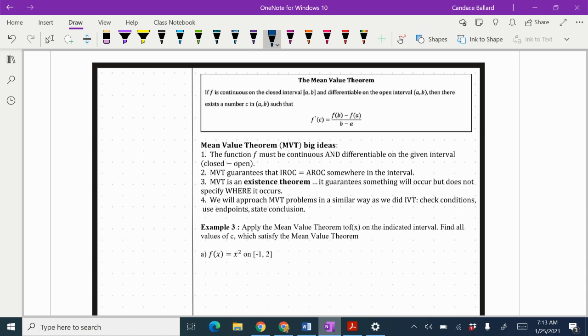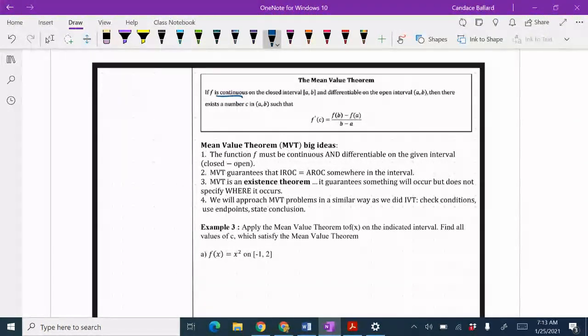In this video, we're going to continue lesson 5.1 on the mean value theorem, and we're going to look at example 3. So what the mean value theorem says is that if f is continuous on the closed interval a to b and differentiable on the open interval a to b, there exists a number c such that the derivative evaluated at c equals the slope using the slope formula. So some big ideas here is the function must be continuous and differentiable.